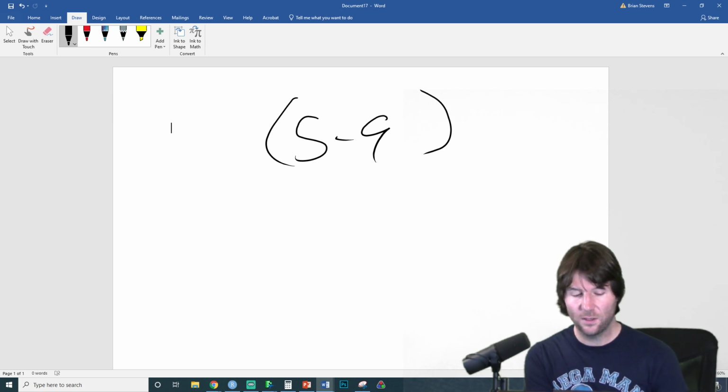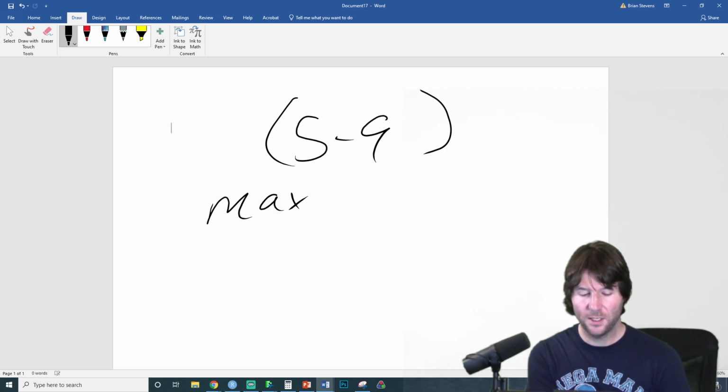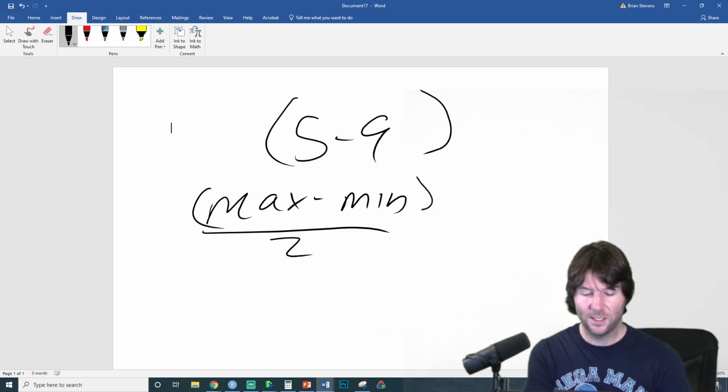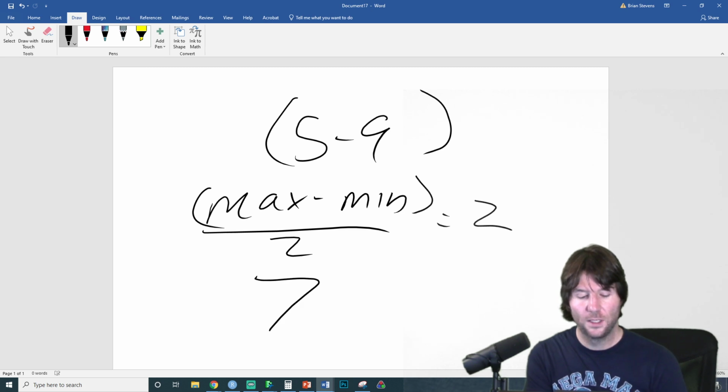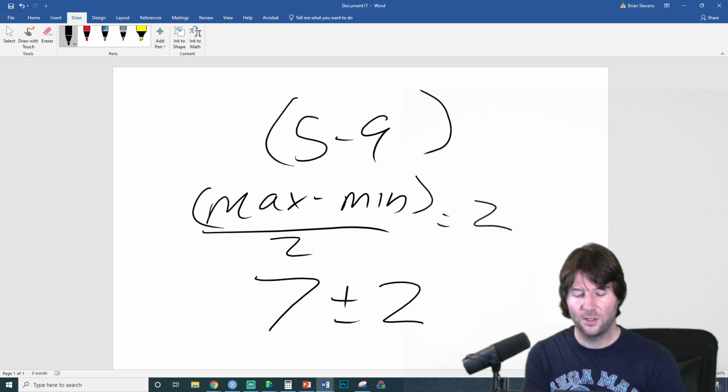So what is the length of this interval? I'm going to take the higher part of it minus the lower part of it and divide by 2. And Caleb knows what's going on. So we're just going to do the upper minus the lower divided by 2, and it is 2. And think about this. How could I write this interval? 7 plus or minus 2.